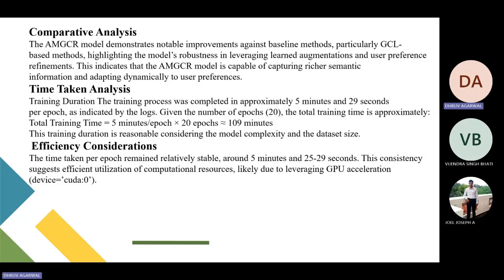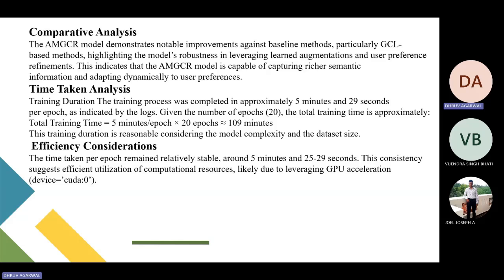If we do the comparative analysis, the AMGCR model demonstrates notable improvements against baseline methods, particularly GCL-based methods, highlighting the model's robustness in leveraging learned augmentation and user preference refinements. This indicates that the AMGCR model is capable of capturing richer semantic information and adapting dynamically to user preferences.